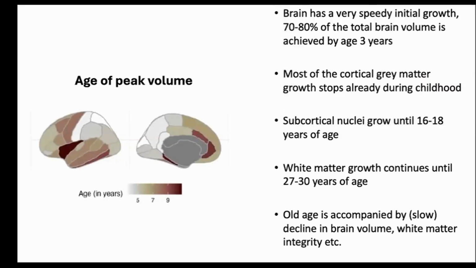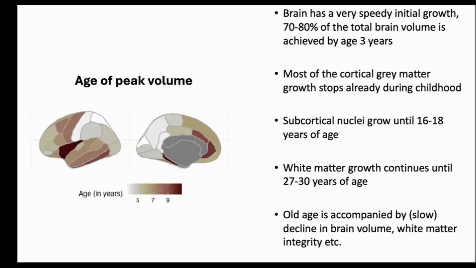Subcortical nuclei grow until the age of 16 to 18 years of age, and white matter growth continues until 27 to 30 years of age. And after these peak volumes have been achieved, older ages are accompanied by an initially slow decline in brain volume that then increases towards elderly ages.